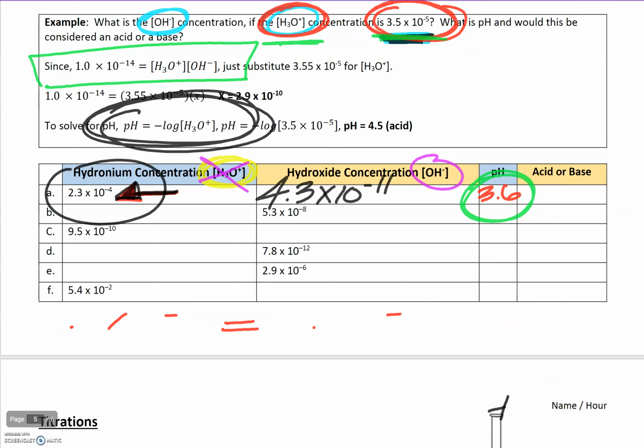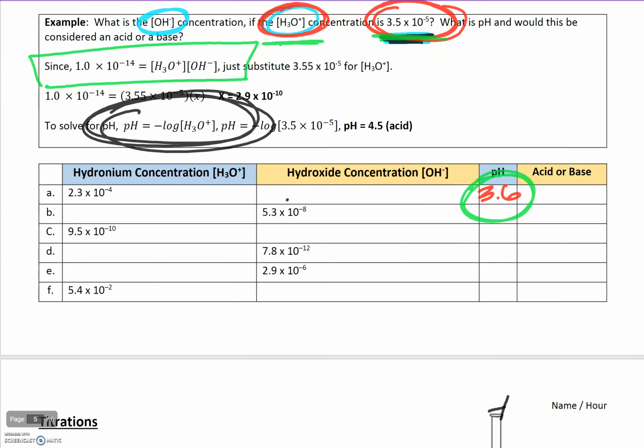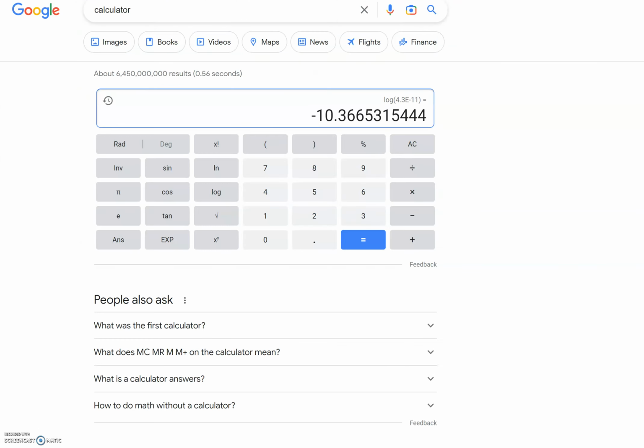So I'm going to kind of clean this up, and I'll do one more and then let you guys solve the rest of them, see how you do. So let's clean that up and rewrite it real quick so you have a nice clean one. So we said that this was 4.3 times 10 to the negative 11, I believe, and then this was 3.6. So we can go check that real quick.